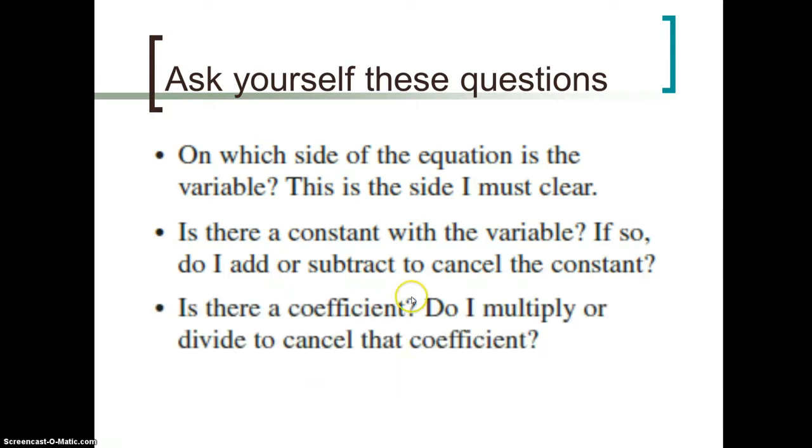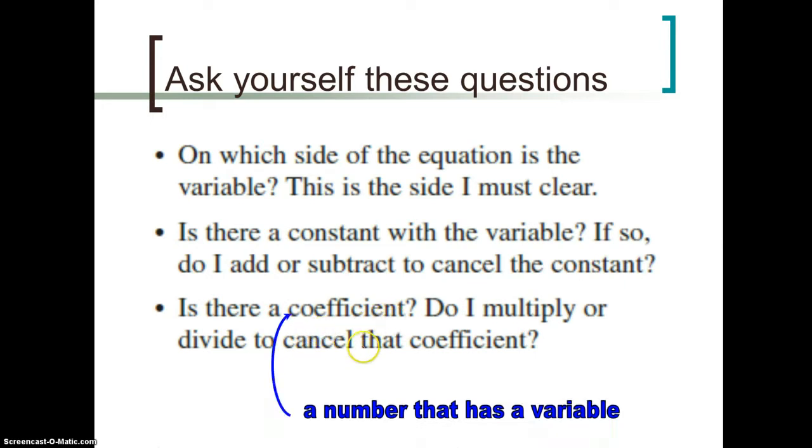Then ask yourself, is there a coefficient? A coefficient is a number that goes with a variable. So same problem, but let's say there's a 3 next to the x. That's the coefficient. Do I multiply or divide to cancel the coefficient? Let's review. If you have a constant, for example this 2, you would need to add or subtract to cancel the constant. If there's a coefficient, like the 3, you would need to multiply or divide to cancel that coefficient.